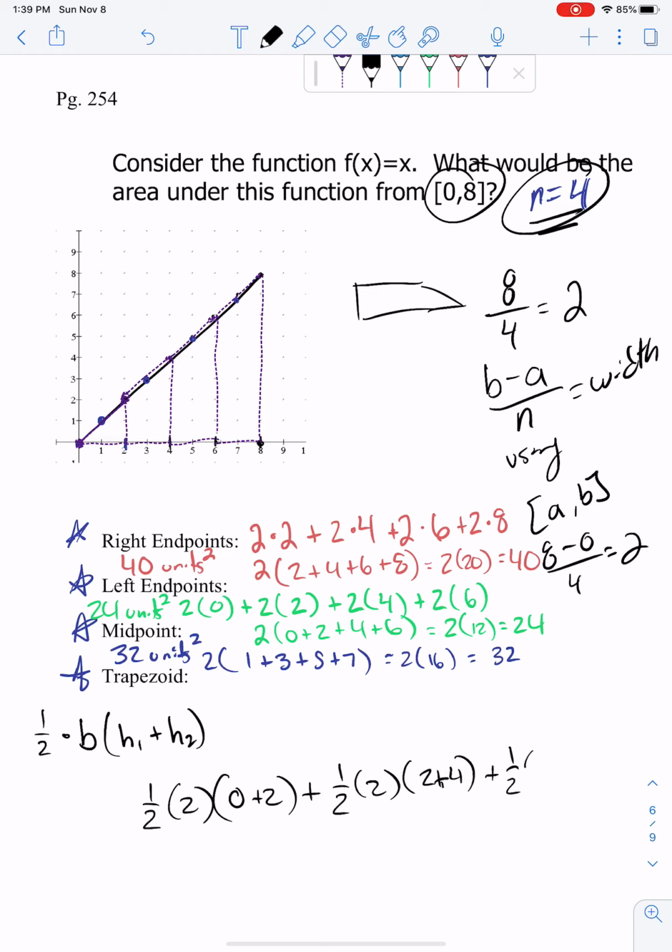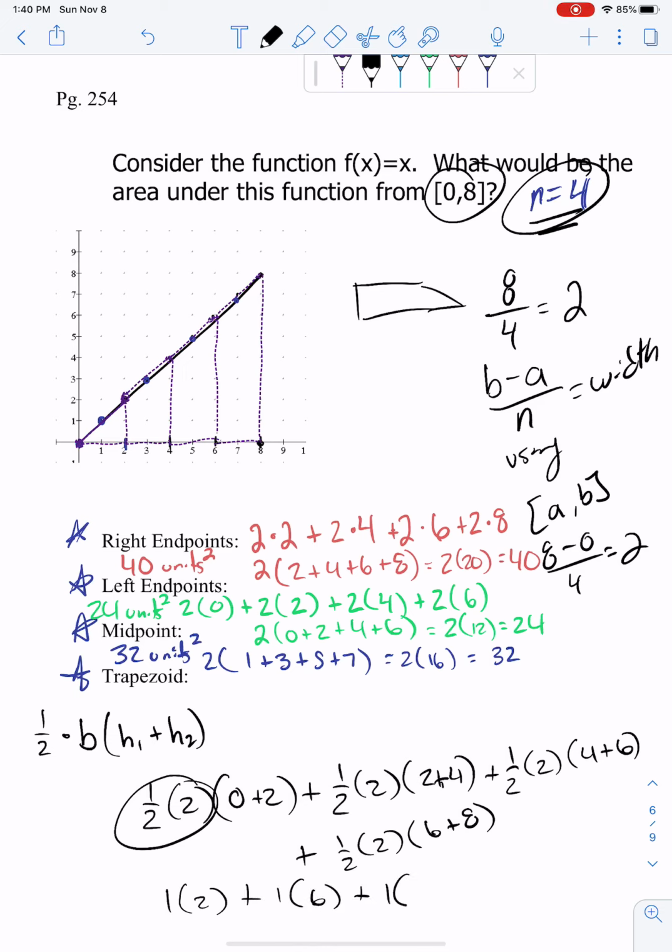Then I'm going to add 1/2 times my base, which is 2. My first height is 4. My second height is 6. And then I'm going to add 1/2. The base is 2. My first height is 6. My second height is 8. So when I simplify all of this, the 1/2s and the 2 just become 1. So this becomes 1 times 2 plus 1 times 6 plus 1 times 10 plus 1 times 14. So 2 plus 6 is 8, plus 10 is 18, plus 14 equals 32.